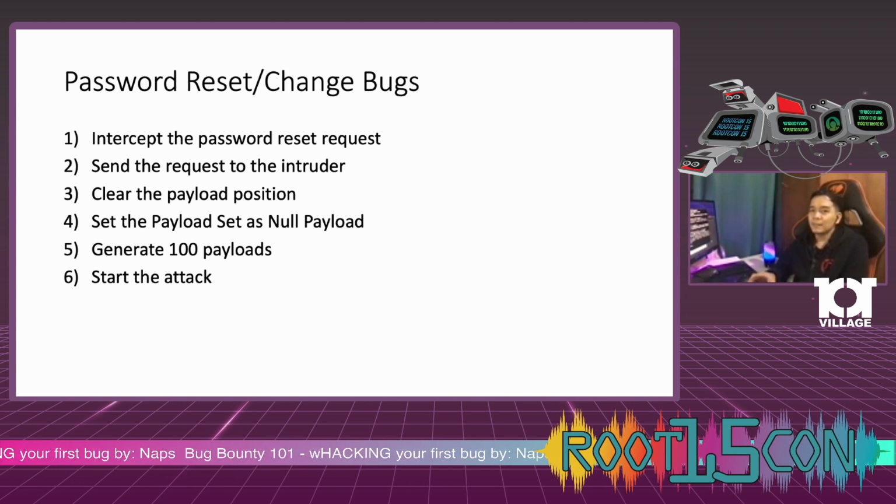Okay, so these are the steps to validate this bug. Just intercept the password reset request, send the request to Intruder, clear the payload position, set the payload as a null payload, generate 100 payloads, and then start the attack. Okay.